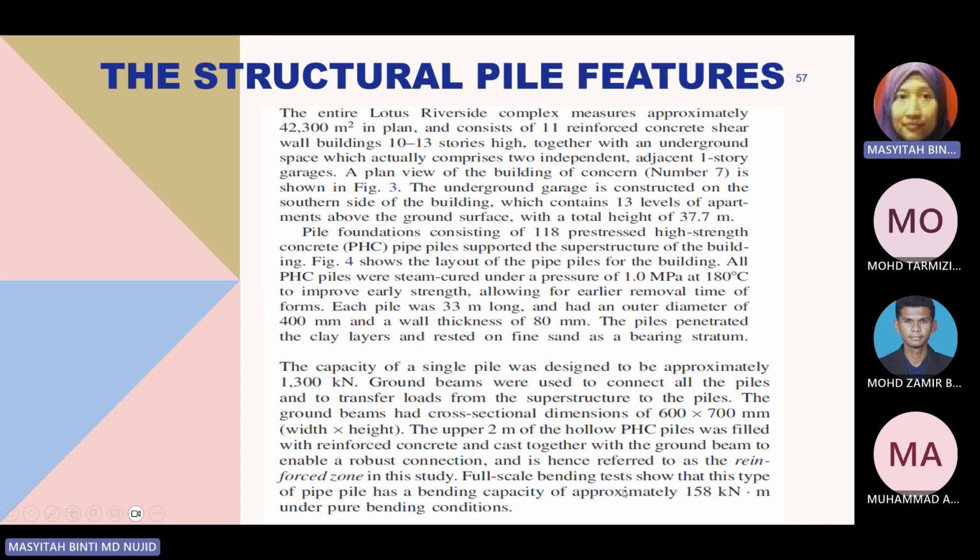Okay, full-scale bending tests show that this type of pipe pile has a bending capacity of approximately 158 kilonewton meter under pure bending conditions. So this is also proved by the authors' simulation, where the triggering moment that caused the failure is around 158 kilonewton.